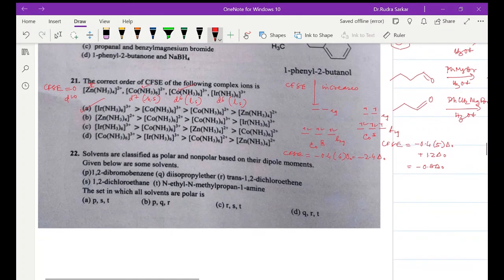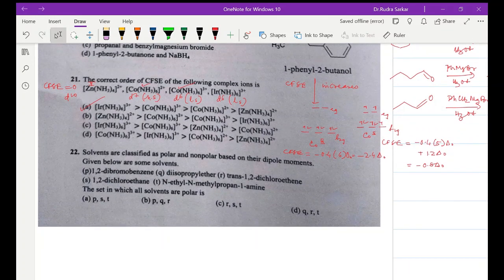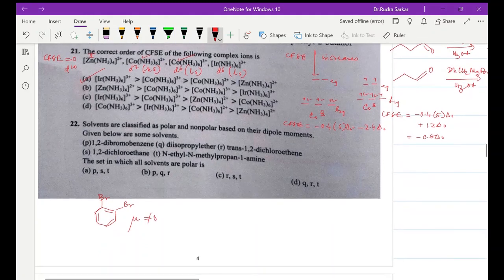Solvents are classified as polar and non-polar based on their dipole moments. Given below are the solvents: P, 1,2-dibromobenzene. So this is going to have a non-zero dipole moment, so this is a polar system.